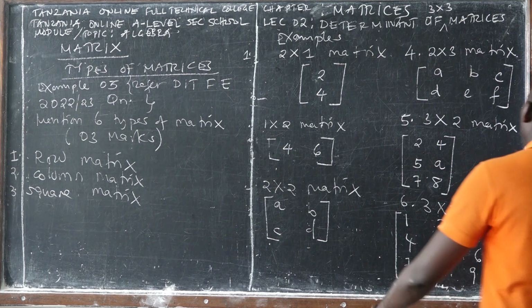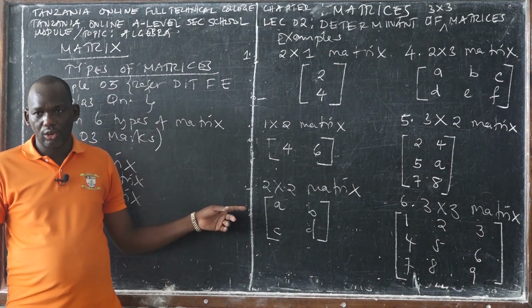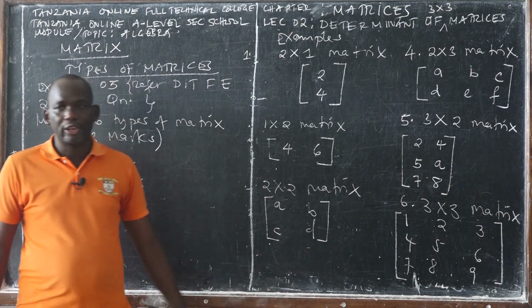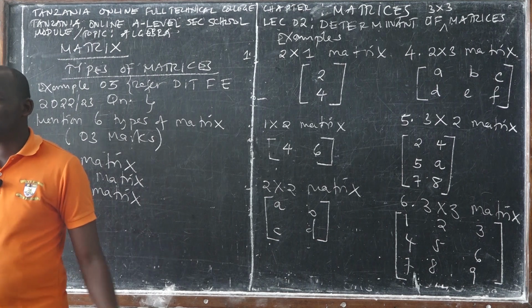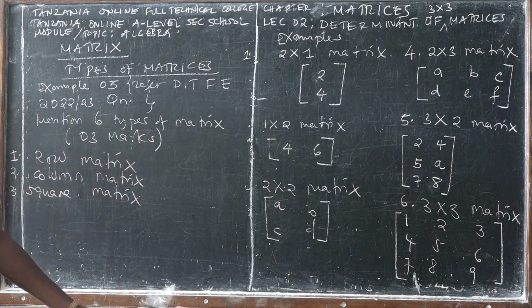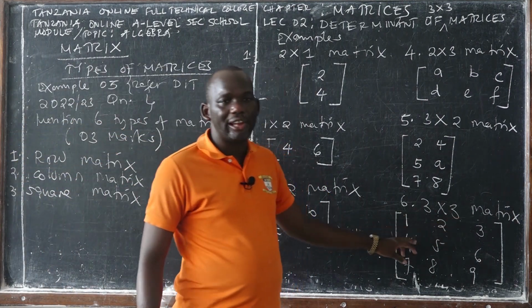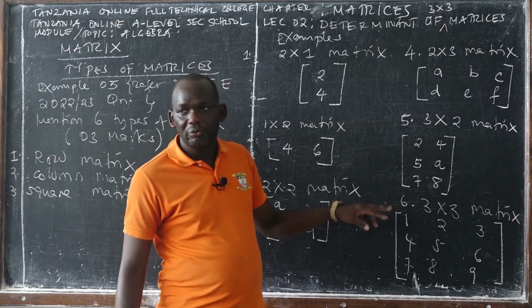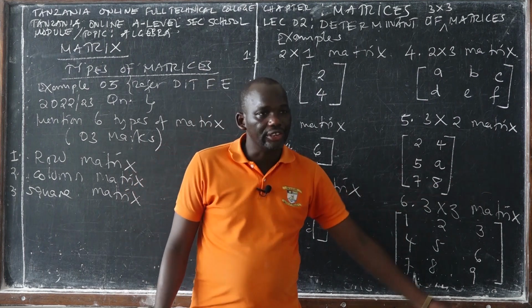For example, this is a square matrix. Look here. How many rows do you have? 1, 2. How many columns do you have? 1, 2. So that is a square what? Matrix. It's 2 by 2. Then we come to this case. 3 by 3. It's a square matrix. How many rows do you have? 1, 2, 3. How many columns do you have? 1, 2, 3.